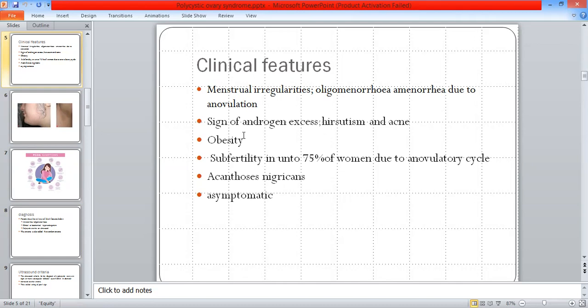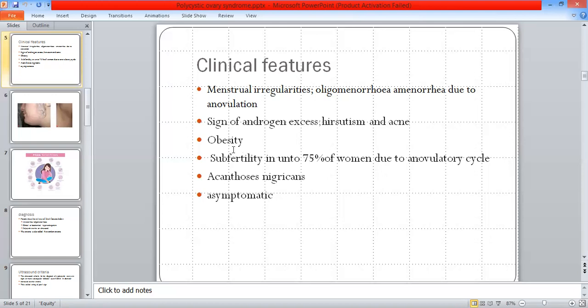And in some patients, the cycles are regular, but there are signs of androgen excess, because the androgens are increased in amount in patients with PCO. So they are presenting with androgenic clinical features in the form of hirsutism and acne. Androgen is basically a male hormone, but in polycystic ovary syndrome, this male hormone is very much increased in amount.